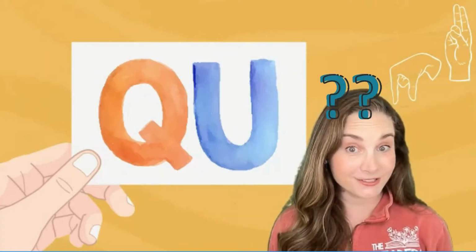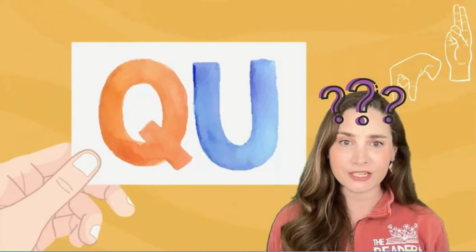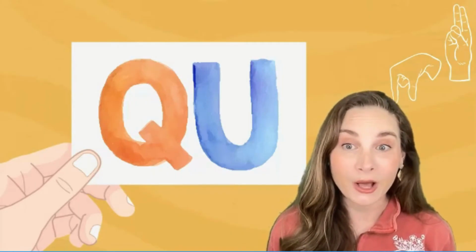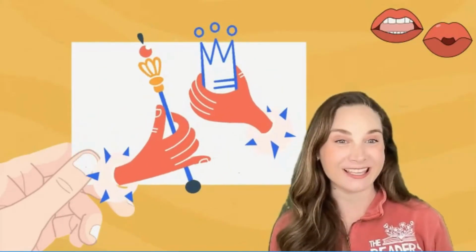These are the letters Q and U. What do the letters Q and U spell when they're together? The letters Q and U spell qu, like in the word queen.